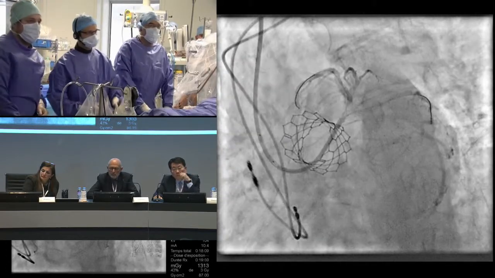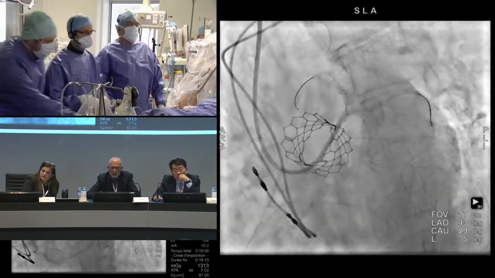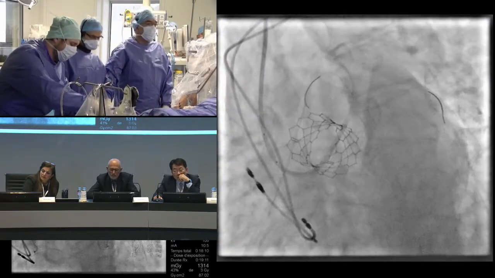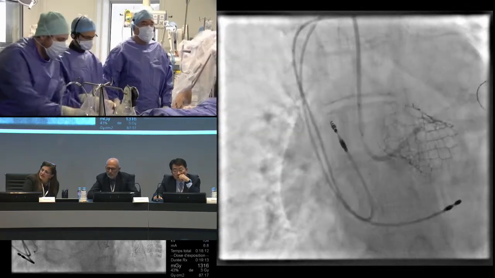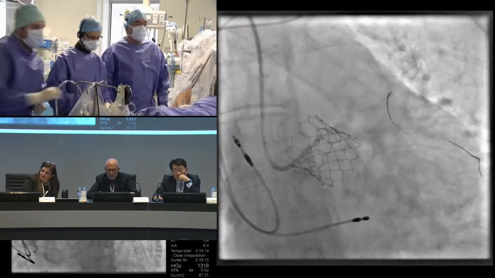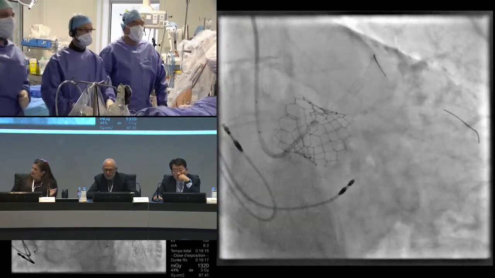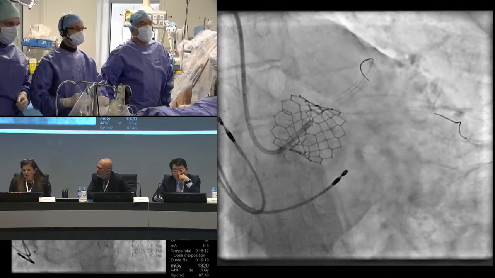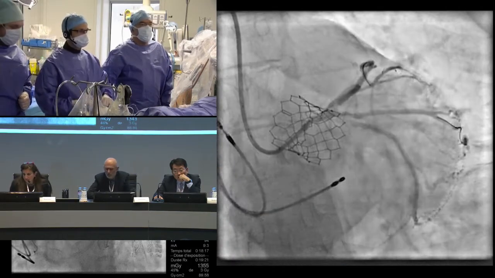Well, it's not too bad. So I think that if we want to do the things correctly, we will have to... it's almost a trifurcation, isn't it? That's a problem. We will take another view. That was my question, actually. What's your strategy for the second bifurcation?